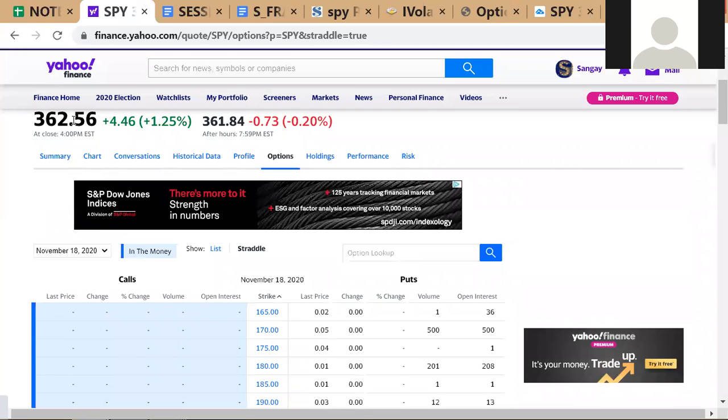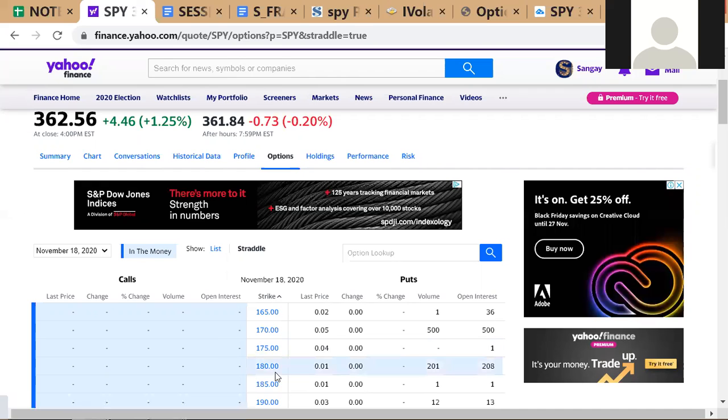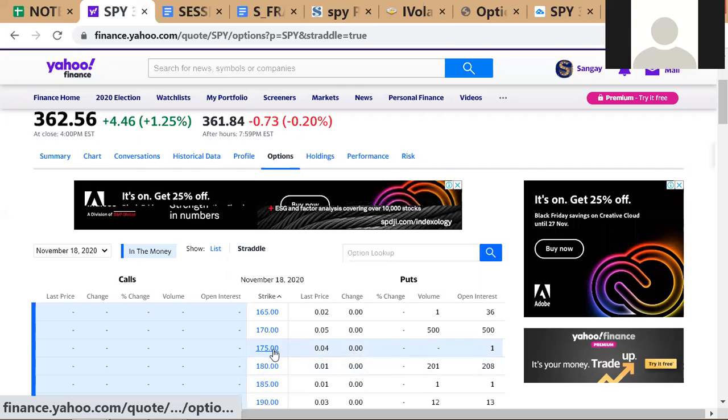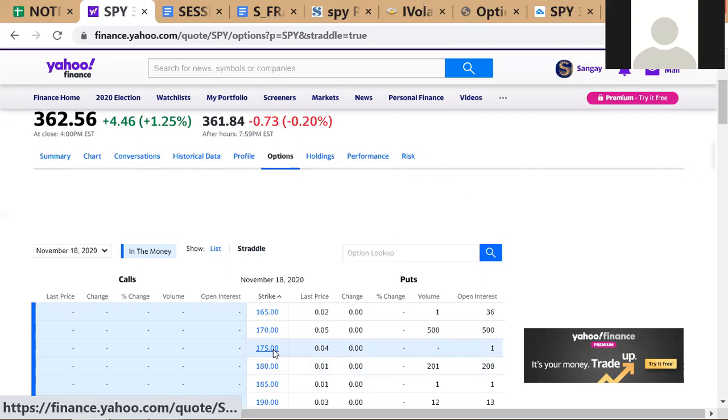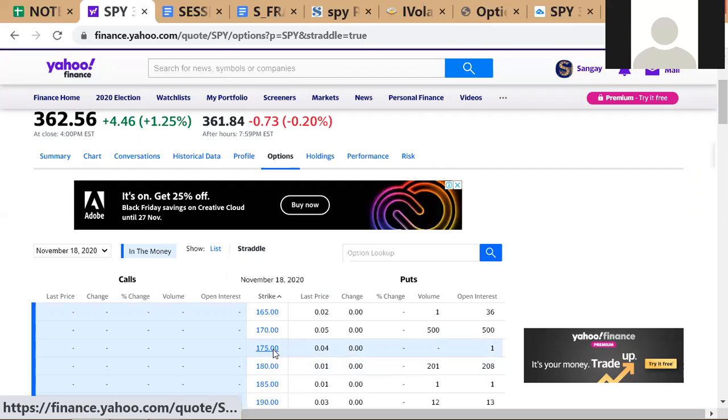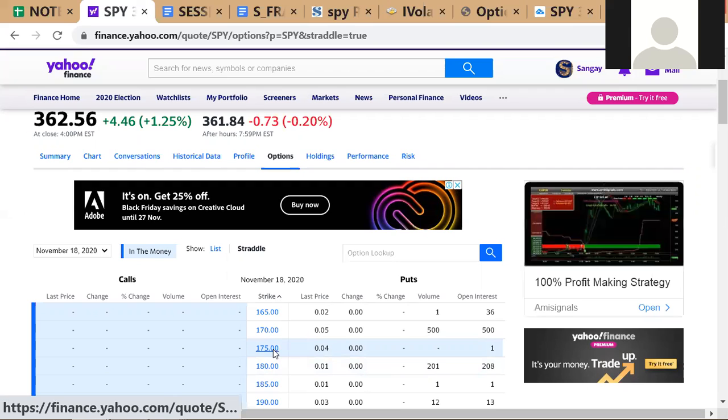Okay, and these are option prices. We can only see puts right now, because if I scroll down, then I'll lose the view of the underlying asset price. So you can see here that if you're looking at a 175 put, that is worth around 4 cents. The last trade in the 175 SPY put was 4 cents for the November 18th expiry. You have to remember that options are always discussed with respect to the expiration date.